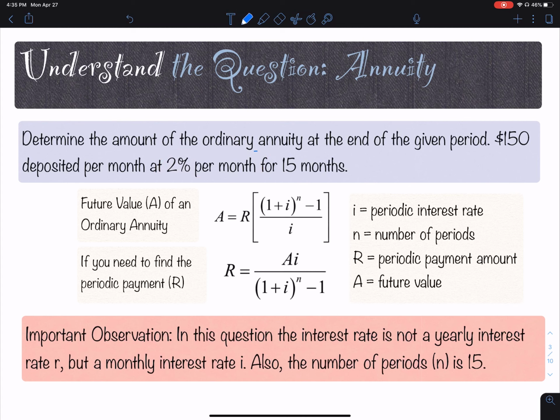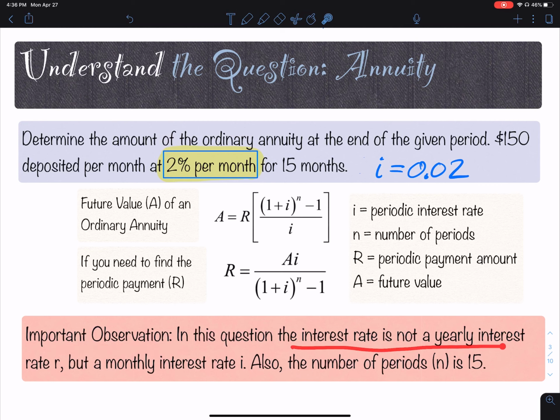This is going to be very important to focus on. 2% per month. What does that mean? Most questions give you the yearly interest rate, but this is a rare question because it is telling us that we have the periodic interest rate. This interest is being charged per month. It's a monthly interest rate. So we say that i equals 0.02, and we don't have to divide by 12. That would be if this was the yearly interest rate, we would have to divide by 12. So that is an important observation, okay?